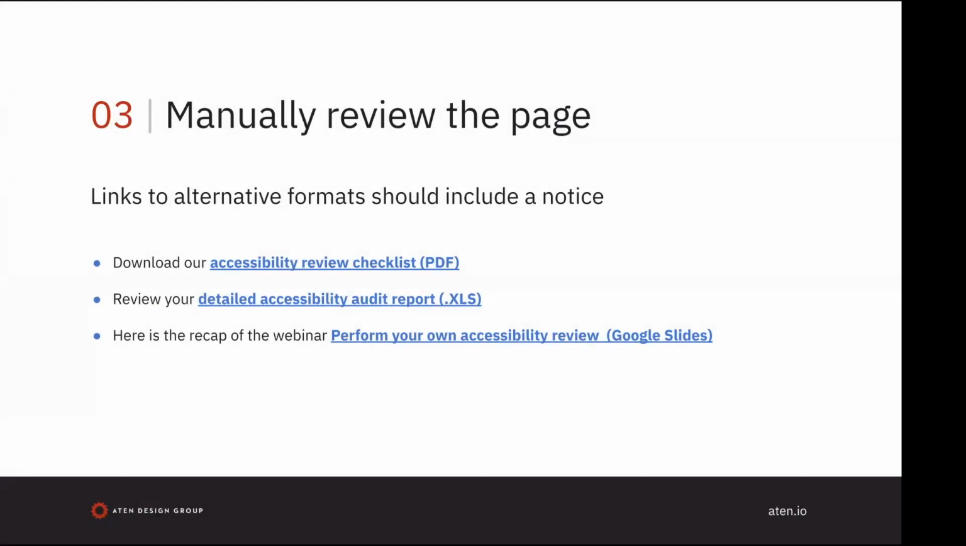And you need to make sure that your links to alternative formats always include a notice. So if you are linking to a PDF, include the PDF like I have here within the link. If you're linking to an Excel document, make sure you have that format listed. Google Slides, make sure it's there. If it's a non-HTML page, warn the user of the type of format that they're going to be dealing with.